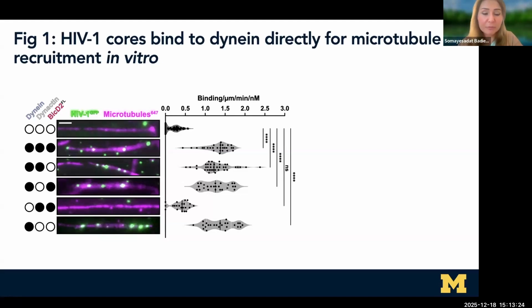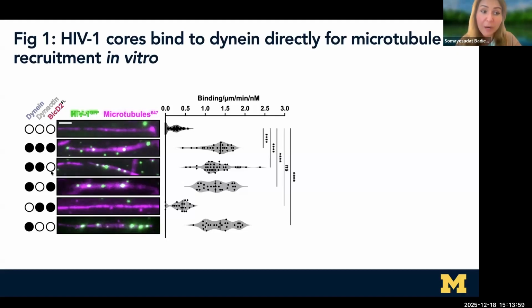So I ran a drop-off experiment, and that drop-off experiment was super surprising. Over here in this picture, you see microtubule in magenta and the HIV-1 as these green dots. If I don't have any BICD2, dynein, and dynactin, I don't see that many HIV-1 on the microtubules. But when I have BICD2, dynein, and dynactin, as already shown to you, I can see much recruitment of the HIV particles on the microtubule.